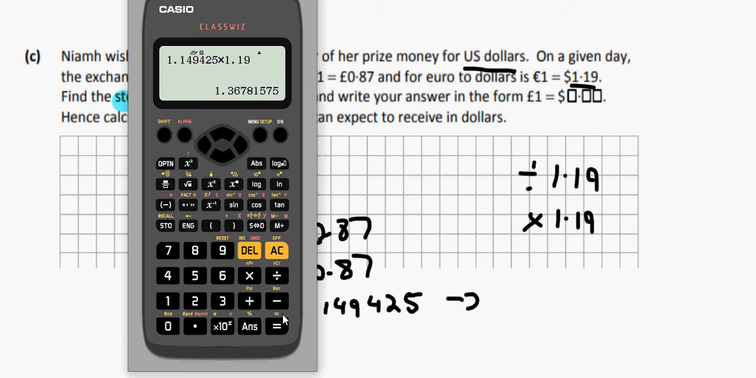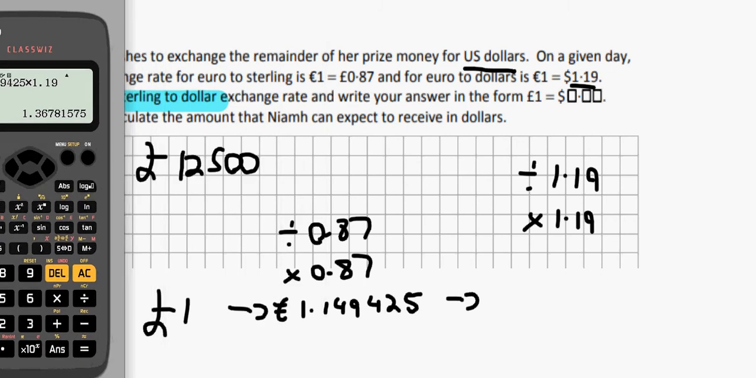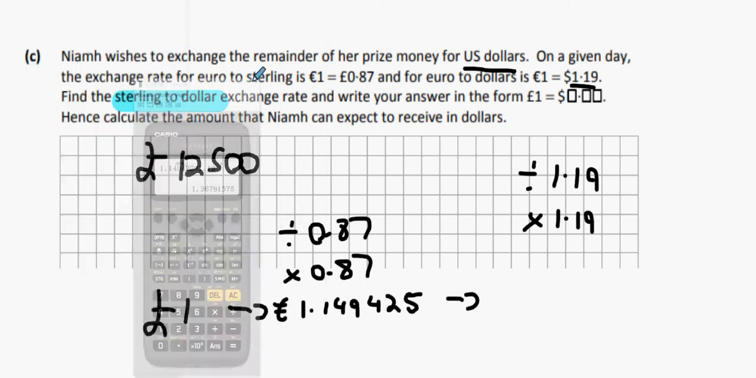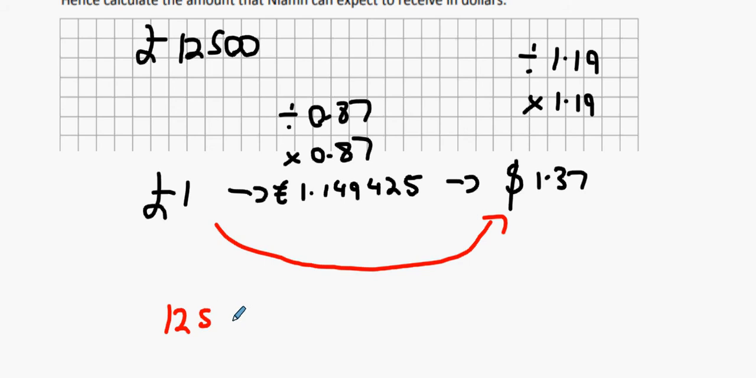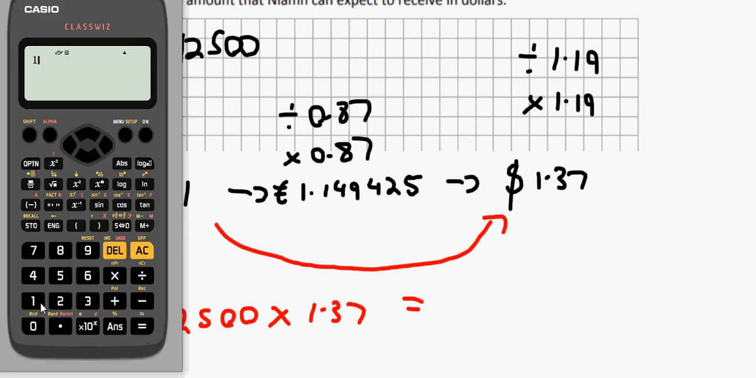And what do we get? 1.37 is your answer. Okay, and that's dollars. So what's one UK pound equal to then? You go all the way across, and one UK pound equals $1.37, and then all you've got to do is change your 12,500 into dollars, and then you get 12,500 multiplied by 1.37.